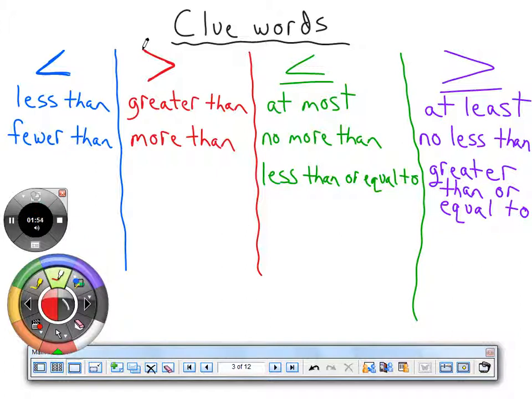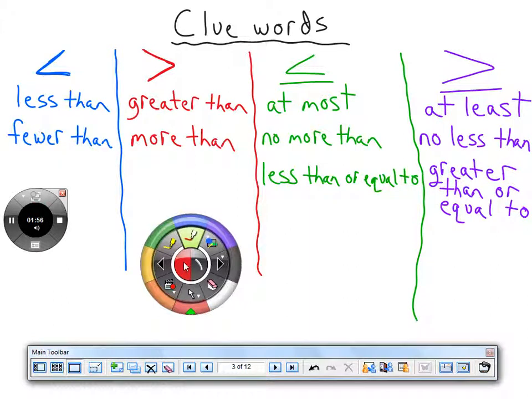The green one here, we're going to use that when we hear words like at most. They're going to give us at most $5. That means less than or equal to. So that's the most you're going to get. So that's at most. It's also no more than. And it's also less than or equal to. So the or equal to is the bar underneath it. And then the greater than.